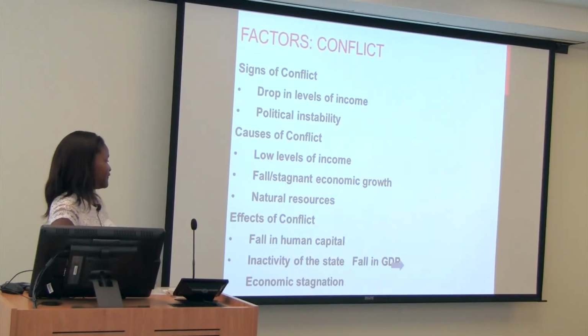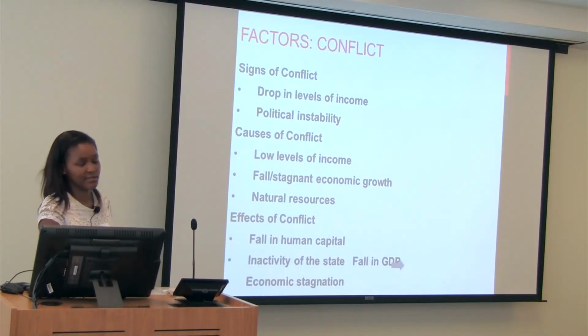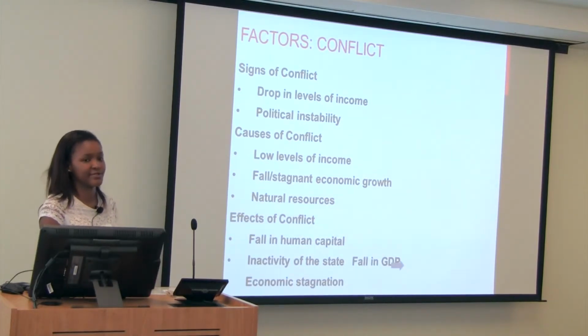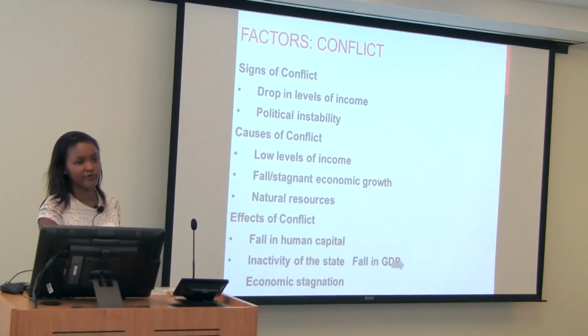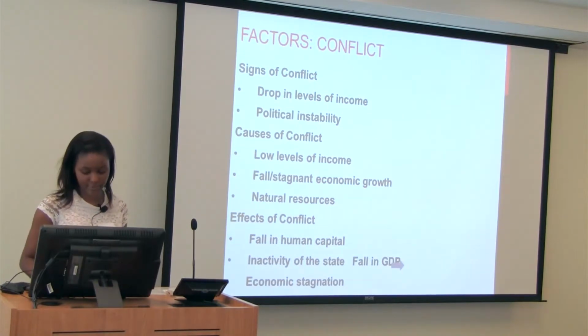Effects of conflict: a fall in human capital. People die. People aren't willing to go outside and engage in productive activities because there isn't enough safety, or there's just no education to teach people how to convert their resources to wealth. Inactivity of the state leads to a fall in GDP. As a result of no production going on, GDP begins to drop tremendously, as was the case in the DRC during the Congo Wars, and economic stagnation. So either the economy doesn't improve or it just falls outright to the ground.